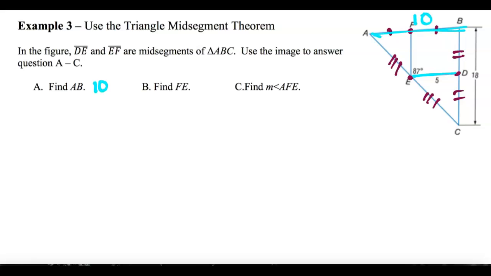So that's AB. And then if this side right here is 18, this will be half of that, so half of 18 is 9. And since those lines were parallel, we can use the same theorems of alternate interior angles to figure out other things. So if this angle right here is 87 degrees, then they're asking about AFE, which is here. Well, AFE is an alternate interior angle, so that is also going to be 87 degrees.